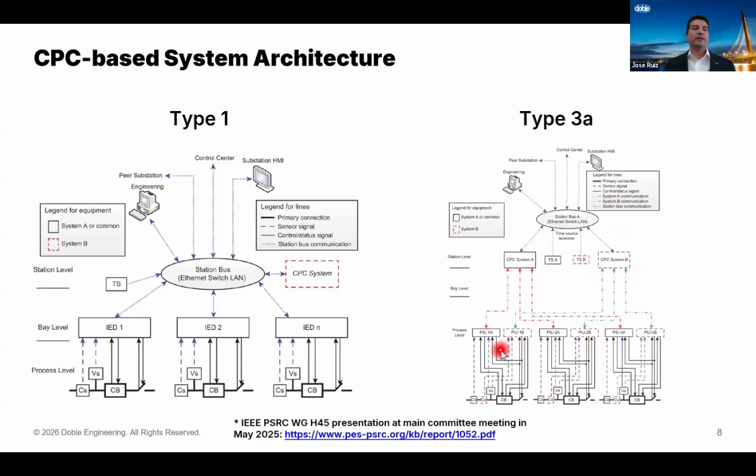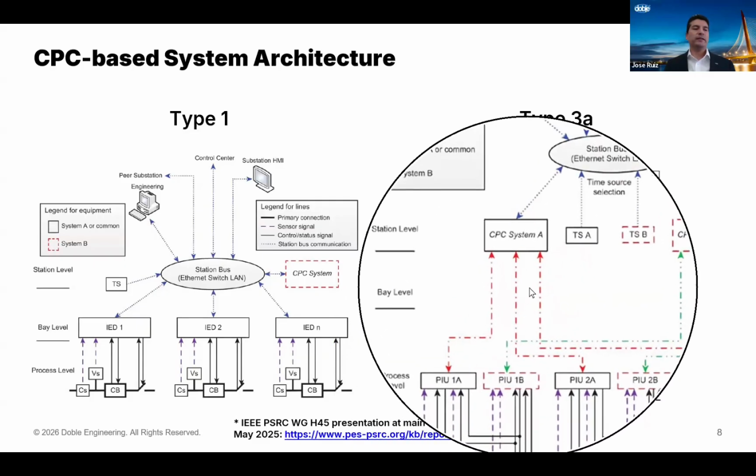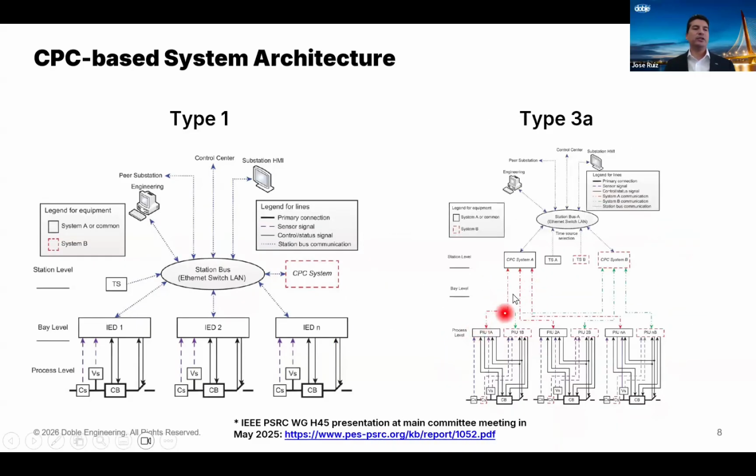What we can observe on this image is that each process interface unit is basically providing the information to the respective system, because we have a system A and system B. So one process interface unit per system. We have multiple devices compared to the previous approach on the type 1.